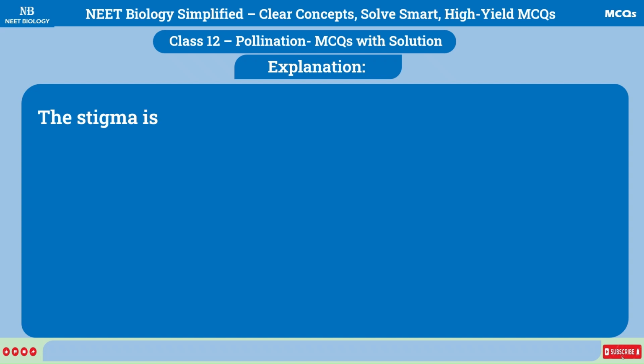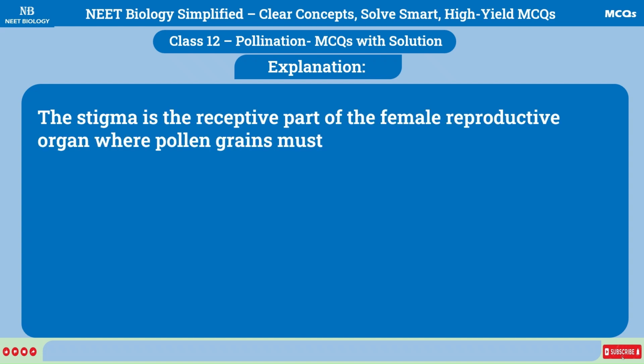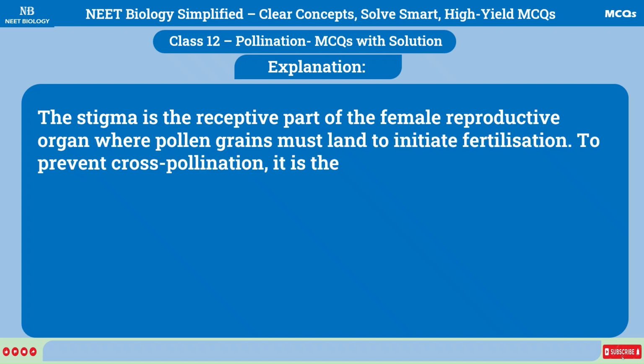Explanation: the stigma is the receptive part of the female reproductive organ where pollen grains must land to initiate fertilization. To prevent cross-pollination, it is the stigma that must be blocked or protected.